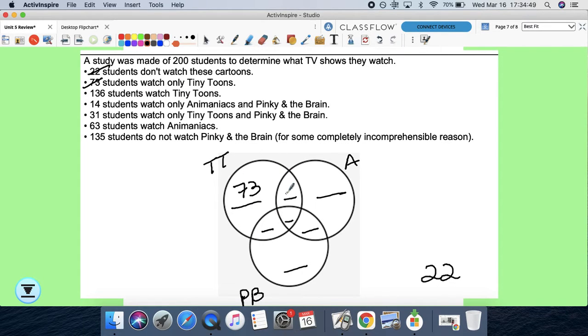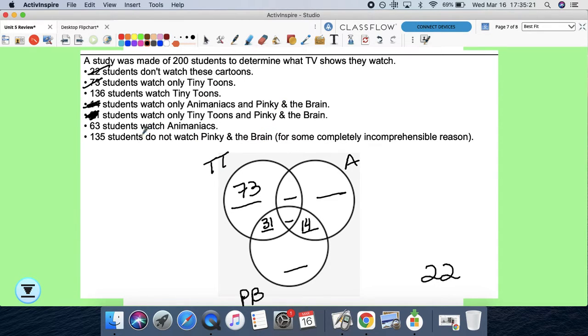Can't do anything because I'm missing this, this, and this. 14 watch only Animaniacs and Pinky and the Brain, so I can put that here. 31 students watch only Tiny Toons and Pinky and the Brain, and that will be here. 63 students watch Animaniacs, which is these 4 groups. I can't do anything yet. 135 students do not watch Pinky and the Brain.